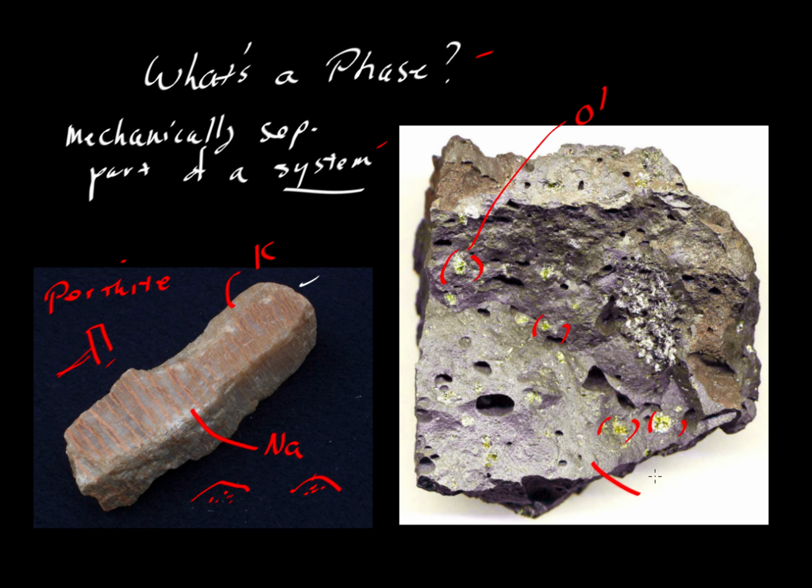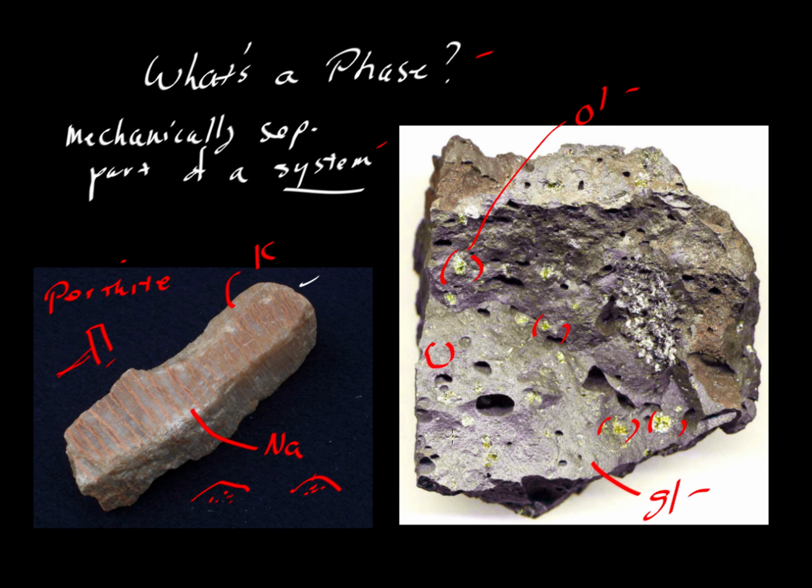Then there's this black stuff that forms the matrix, and that stuff looks like it is probably mostly glass. There might be other kinds of minerals. If we were to blow up this area here and magnify it, we might find other phases. For the time being, let's pretend that what we see is all that there is. So we have two phases, olivine and glass. Is there anything else? Well, yes, there is.